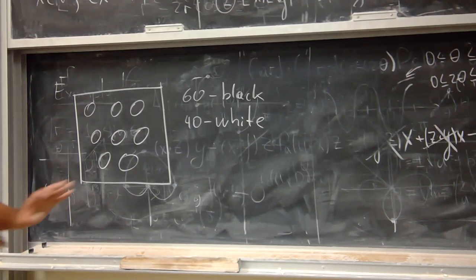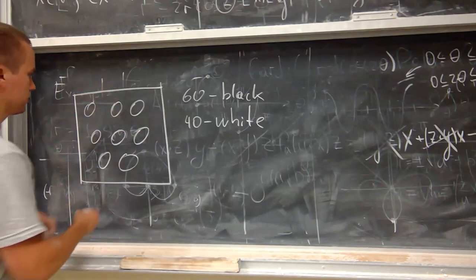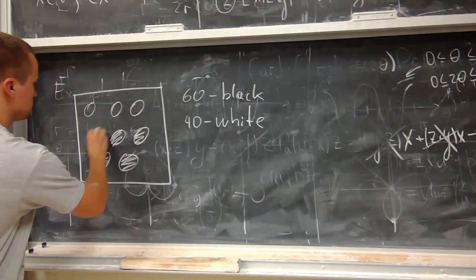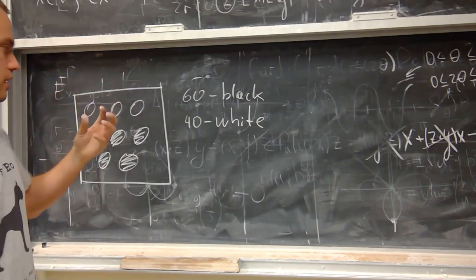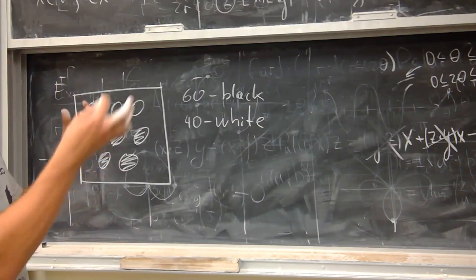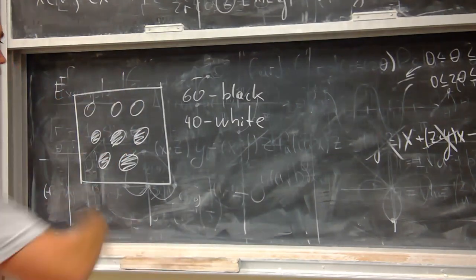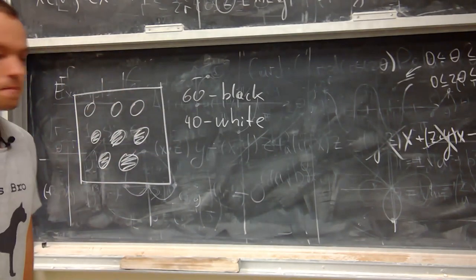And then I want to do some experiments. So what I'm going to do, I'm going to take one. So let's make a couple of balls black. I'm going to take randomly one ball and see. And if I take a white one, for example, I'm going to replace the white one with a black one and put it back. And then I'm going to do this, let's say, 10,000 times.